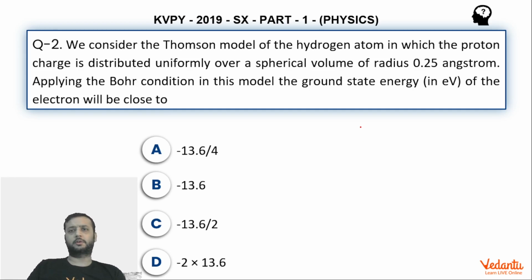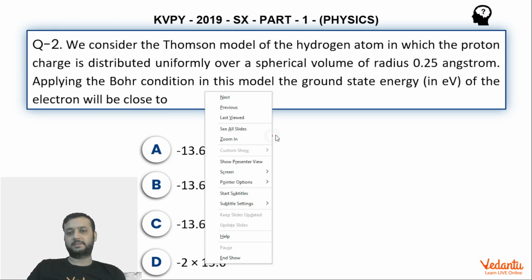So in this question, instead of assuming that we have a single proton in the hydrogen atom, we have to assume that the charge on the hydrogen nucleus is distributed over a whole volume of radius 0.25 angstrom. That means, what is the original hydrogen atom?